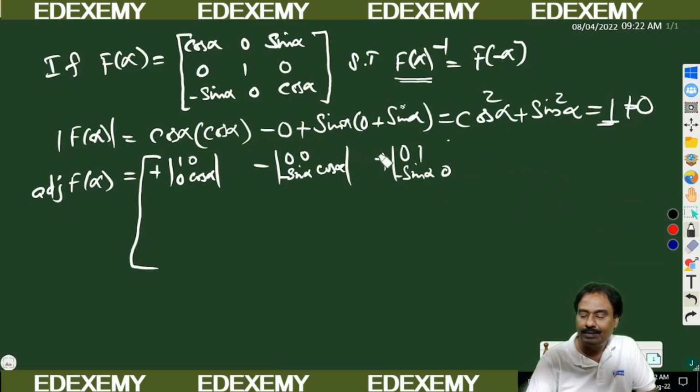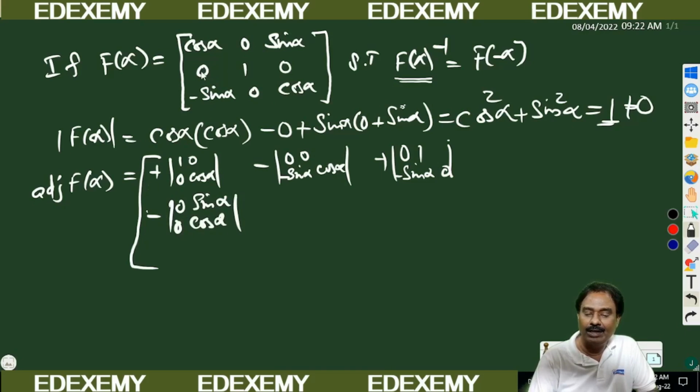Okay, put the determinant symbol here. Okay, we will find this for 0. You leave that row and column, you will get minus here, leave that row and column, you will get 0 sin alpha, 0 cos alpha.